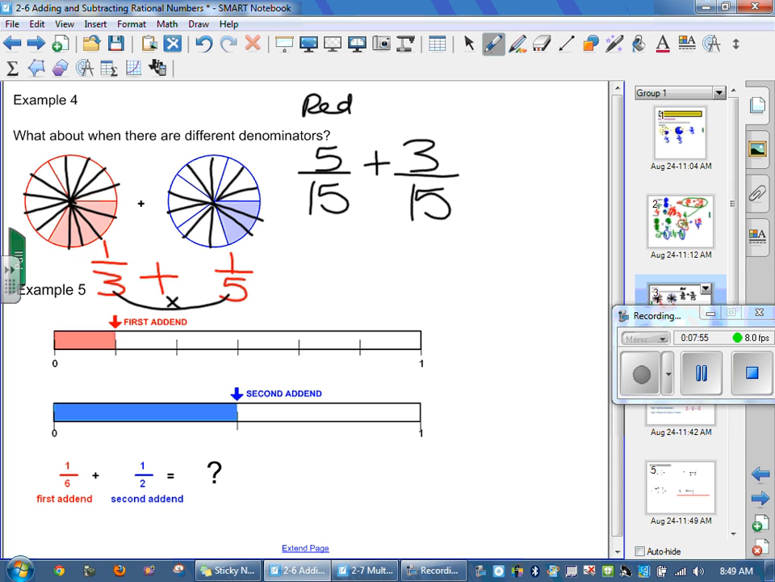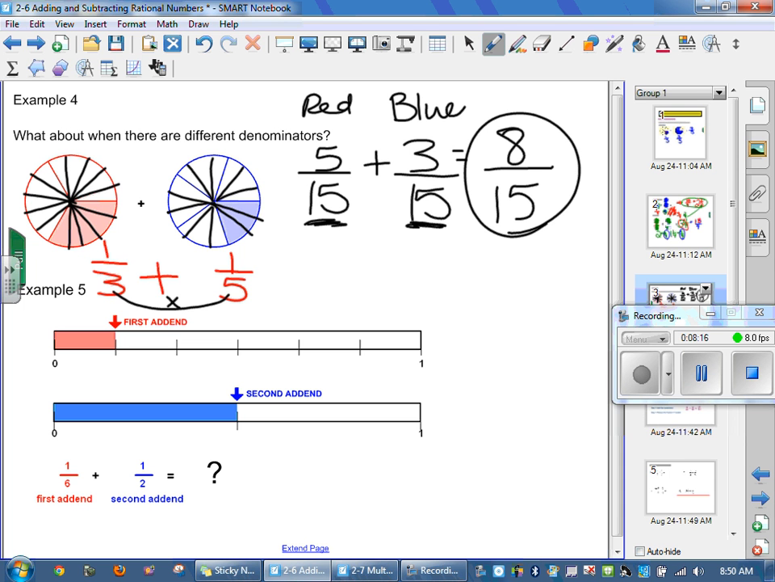Now my bottom numbers are the same. We couldn't add the 1 over 3 and the 1 over 5. The bottom numbers weren't the same. Now when they're the same, we can add our top numbers. So what's my bottom number going to be? 15. Good. It doesn't change. So I'm adding my tops. 5 and 3 give me 8 out of 15 pieces. So 8 out of 15 of those are shaded. Is that making sense?